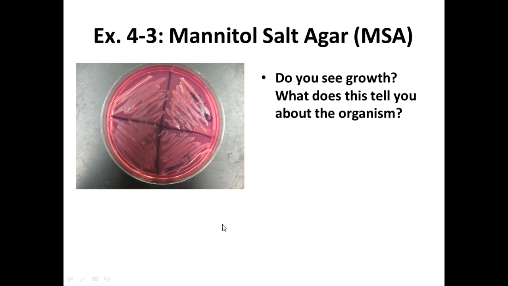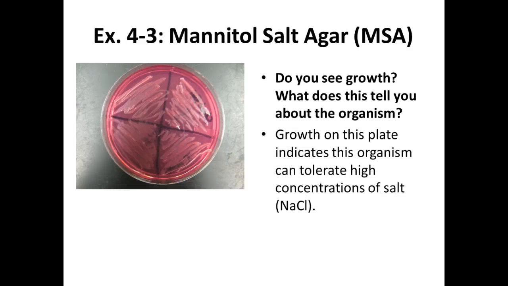So, what do we see? This is a mannitol salt plate, right? I asked someone to do a streak plate and they didn't. They just put it in 4 quadrants on the plate. You guys have seen this picture before on a previous quiz. Some of you guys guessed right as to what the person did wrong. But we see growth, right? So what does this tell us about the organism? If it's growing on this plate, what does it tell us about this organism? It's salt tolerant, right? It can grow in the presence of high salt concentration.